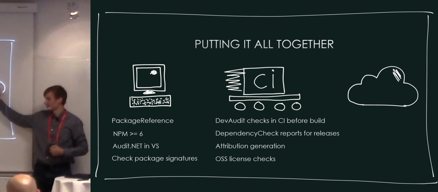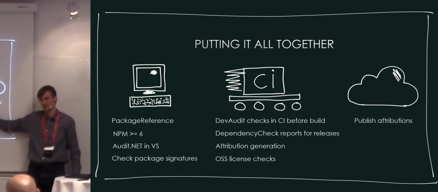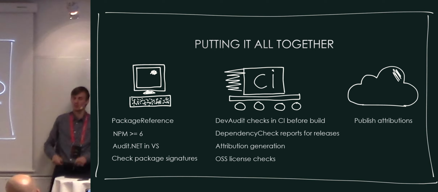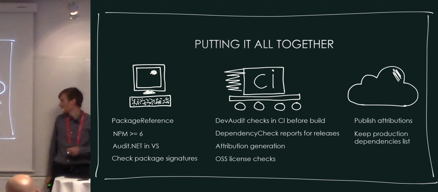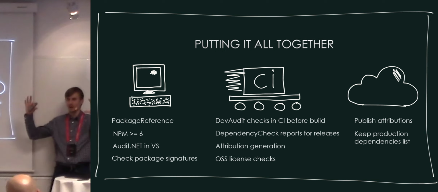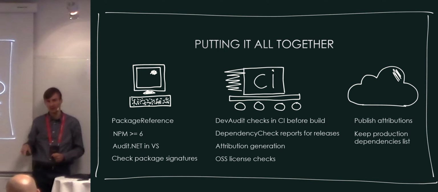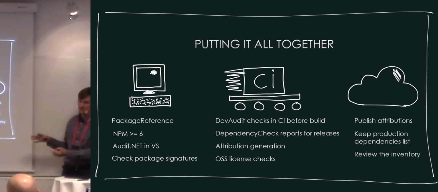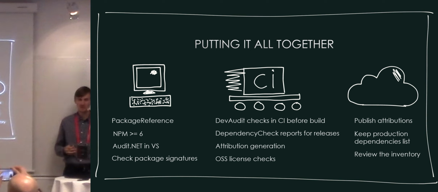And in the deployment, deploy the attributions you generated. It's important, so they are there. If somebody questions that, you can say, no, it was there. Hey, look, you can see them. You can also keep a production dependencies list, because at any point in time, it's nice to know, remember the car, what is coming from where and which version of the package is exactly there. And very important, review your dependencies inventory more or less often, just to check, okay, is it a good version to use, or maybe we need to switch.